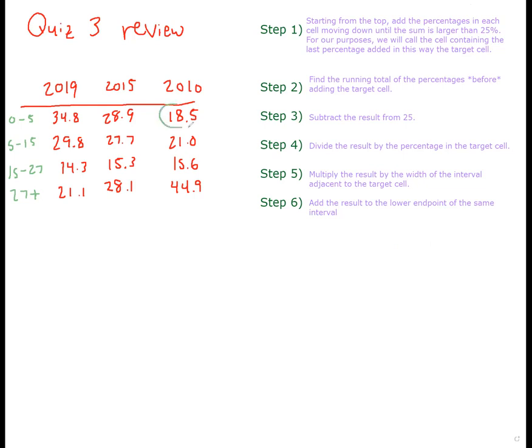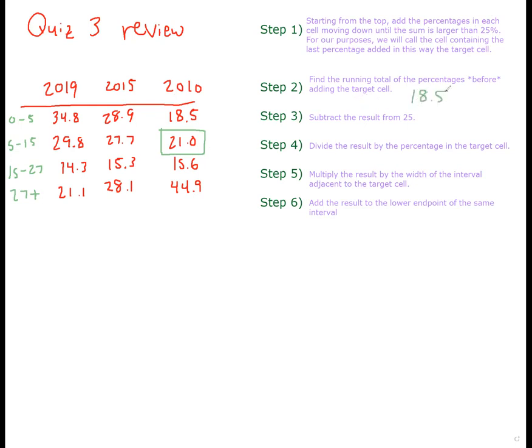So I'm going to take 18.5%. That by itself is not bigger than the desired 25%. So we're going to keep going. 18.5 plus 21.0 is sure to be bigger than 25%. So this is our target cell, because 18.5 plus 21.0 crosses that finish line of 25%. Find the running total percentages before adding the target cell. Well, that's merely the 18.5. That was the only cell that would have been added before adding the target cell. So 18.5.